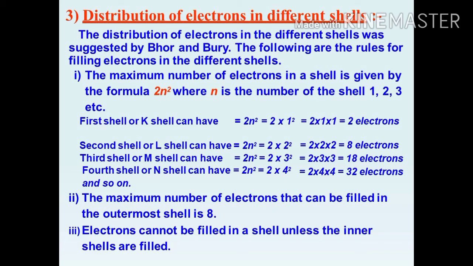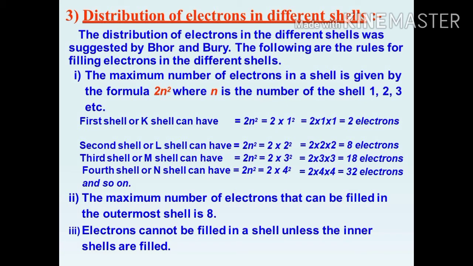The second shell is designated L shell. What is the formula? 2n square. So 2 into second shell 2, 2 into 2 square. How many electrons? 8 electrons. The second orbit should have 8 electrons. The third shell, M shell, 2n square, 2 into 3 square, 2 into 9, 18 electrons. The third orbit should contain 18 electrons.